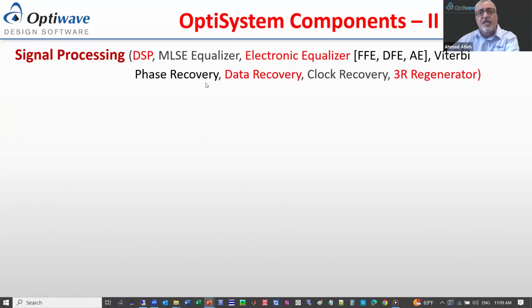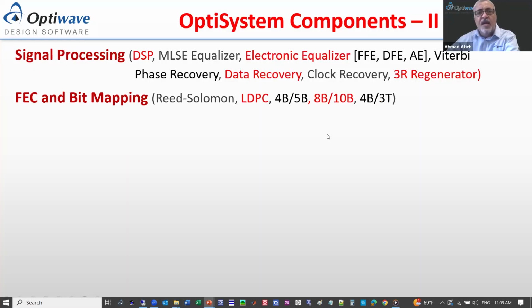There are also components for signal processing. We have a digital signal processing component, which has comprehensive models for equalization. There are also different equalizations for adaptive filters and so on. We are introducing a new component called the digital pre-emphasis component. It's going to be released very soon, and it enables you to do electronic, analog and digital pre-emphasis in the circuits. There are FEC components. We support Reed-Solomon and low density parity check. We have bit mapping, which can be used for different kinds of coding.